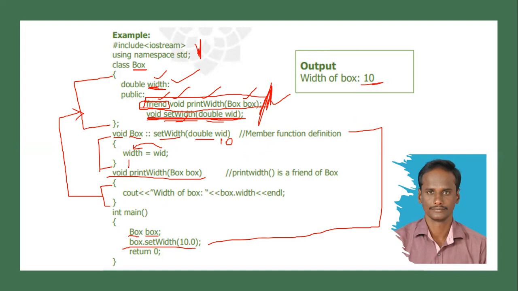Or otherwise you can simply call printWidth inside the setWidth function. My handwriting is not very clear with this pen because I'm not very familiar with it, so please adjust. If you call printWidth inside this function, automatically it is called here with box.width, right? The width value is 10, then it prints width of the box is equal to 10. That is your output, right?